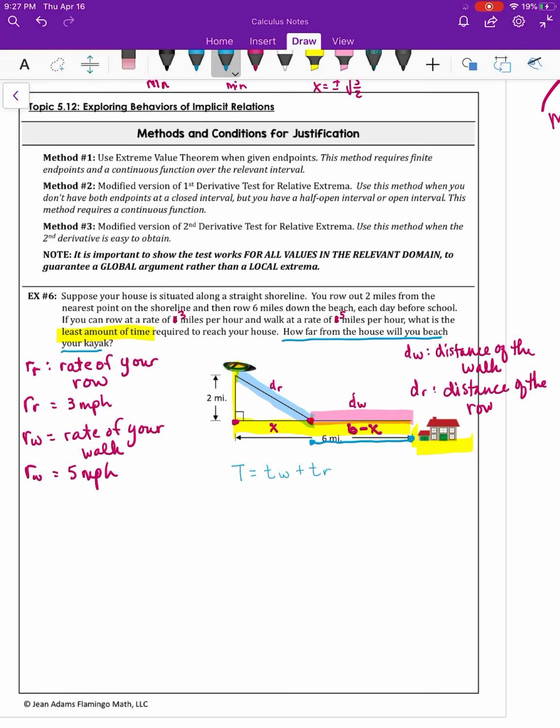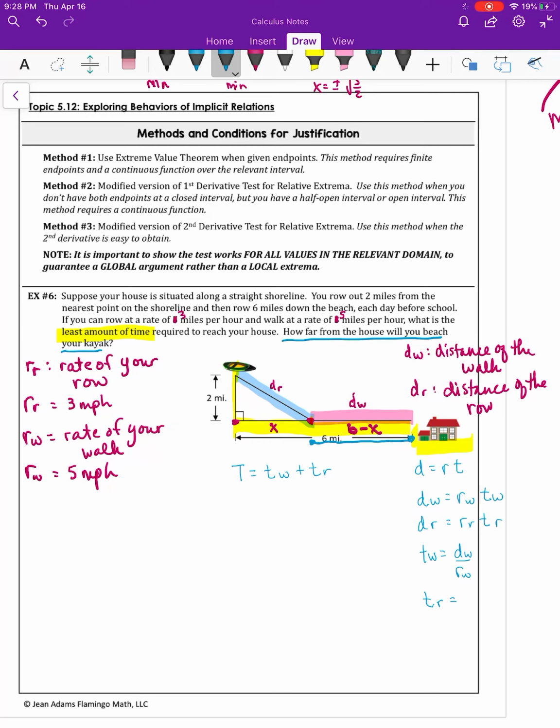Okay, so now we don't have a time equation. We're trying to minimize time. So our time equation is going to be the time of our walk plus the time of our row. Well, we're going to row first, but I put walk first, sorry. And remember that distance equals rate times time. That's a formula that you've known since 6th grade. So the distance of the walk equals the rate of the walk times the time of the walk. The distance of the row equals the rate of the row times the time of the row.